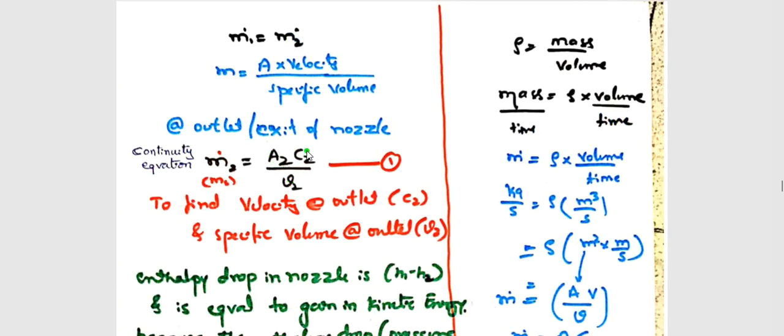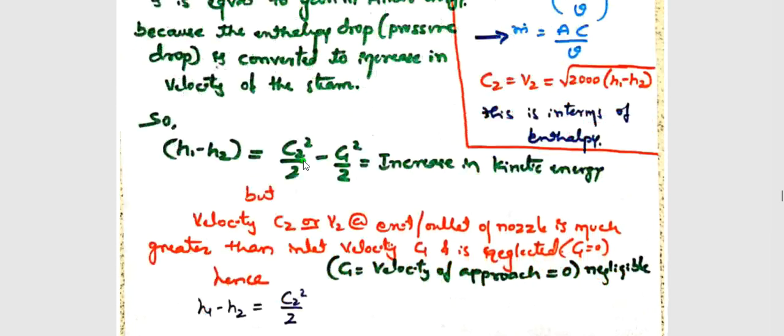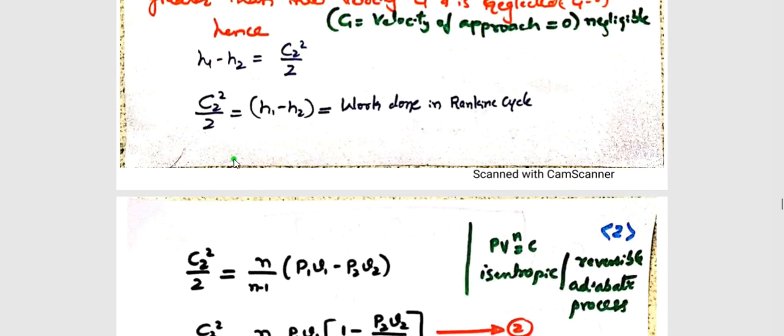So now first I will write the expression for C2. C2 square by 2 is equal to H1 minus H2. Next step, I have taken C2 square by 2 as it is, and this drop in enthalpy H1 minus H2 I have replaced with the new term n by n minus 1 into P1 V1 minus P2 V2. So you can ask how this equation is replaced with a new equation.